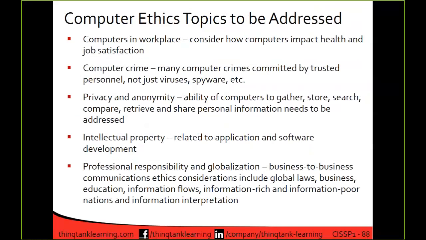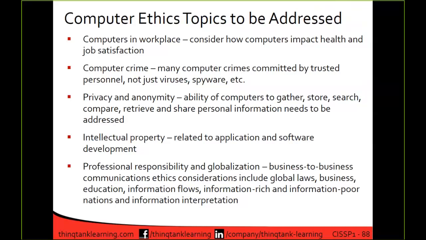Computer ethics topics that need to be addressed by you as a security administrator or a professional of computers in the workplace, right? How are those computers going to impact the health and how do they meet the job requirements, right? Ergonomics is a very important concept today, especially with individuals that are performing repetitive actions or sitting in front of a computer for an extended period of time. So as an organization, you have an ethical responsibility to ensure that the users of those computers remain healthy, okay?